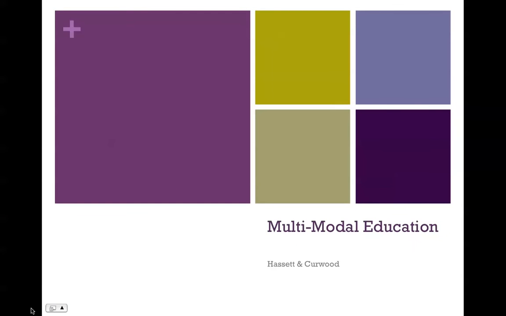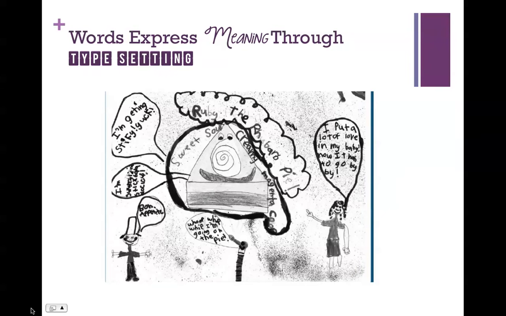Hello, everyone. We're Wargo's section of 405, and we're the kindergarten and first grade group, summarizing theories and practices of multimodal education, the instructional dynamics of picture books in primary classrooms. Multimodal is defined as multiple modes of representation with combined elements of print, visual image, and design. The first aspect that we're going to talk about is words express meaning through typesetting.